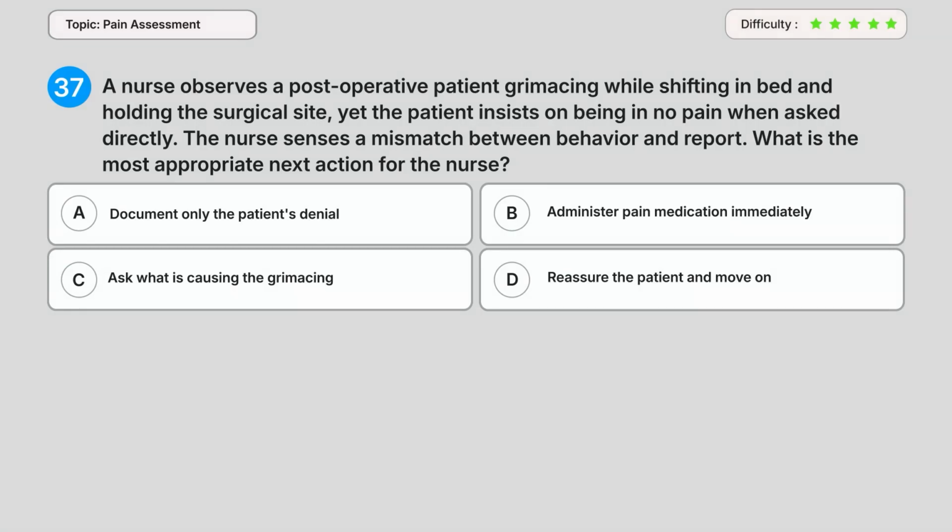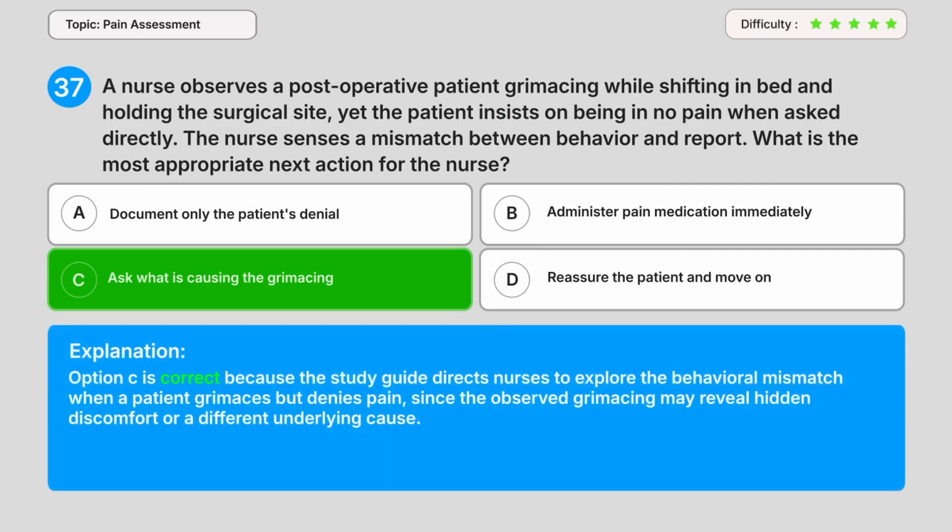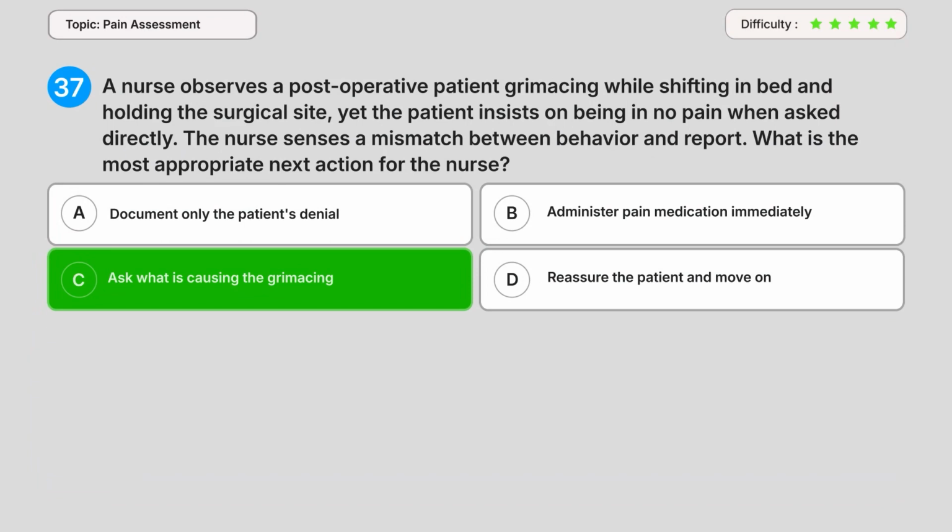Correct answer. C. Ask what is causing the grimacing. Option C is correct because the study guide directs nurses to explore the behavioral mismatch when a patient grimaces but denies pain, since the observed grimacing may reveal hidden discomfort or a different underlying cause.